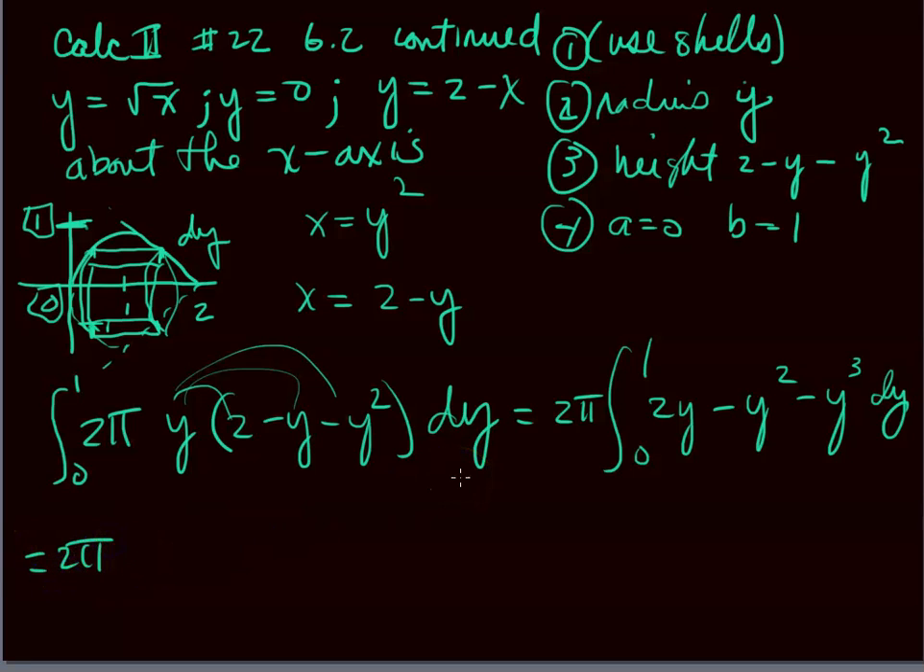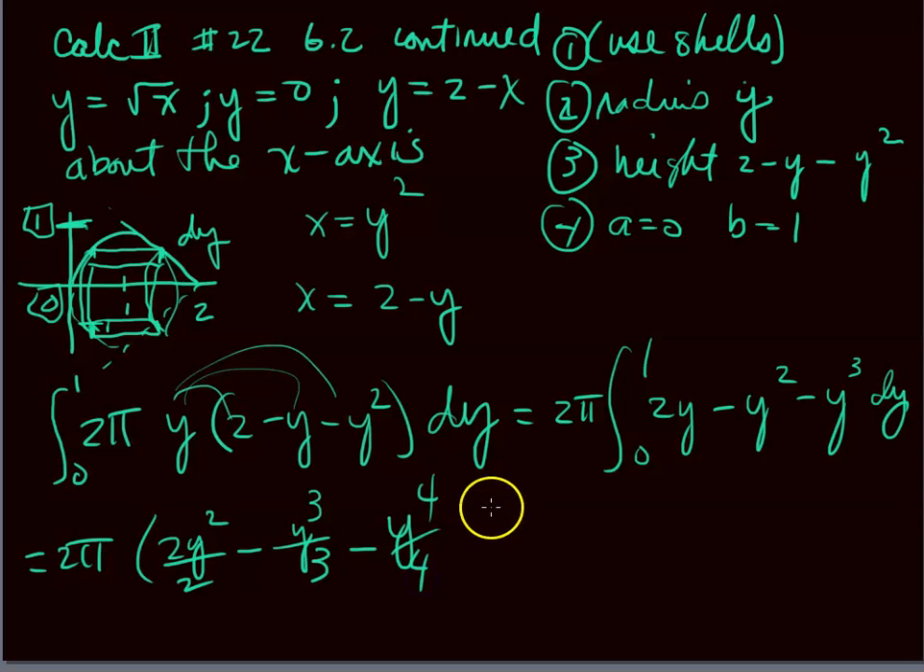Now what's the antiderivative of 2y? Well, you add 1 to the exponent. So it's 2y squared divided by the new exponent. Minus, add 1 to the exponent, y cubed over 3. Minus, add 1 to the exponent, y to the 4th over 4. Evaluated from 0 to 1.